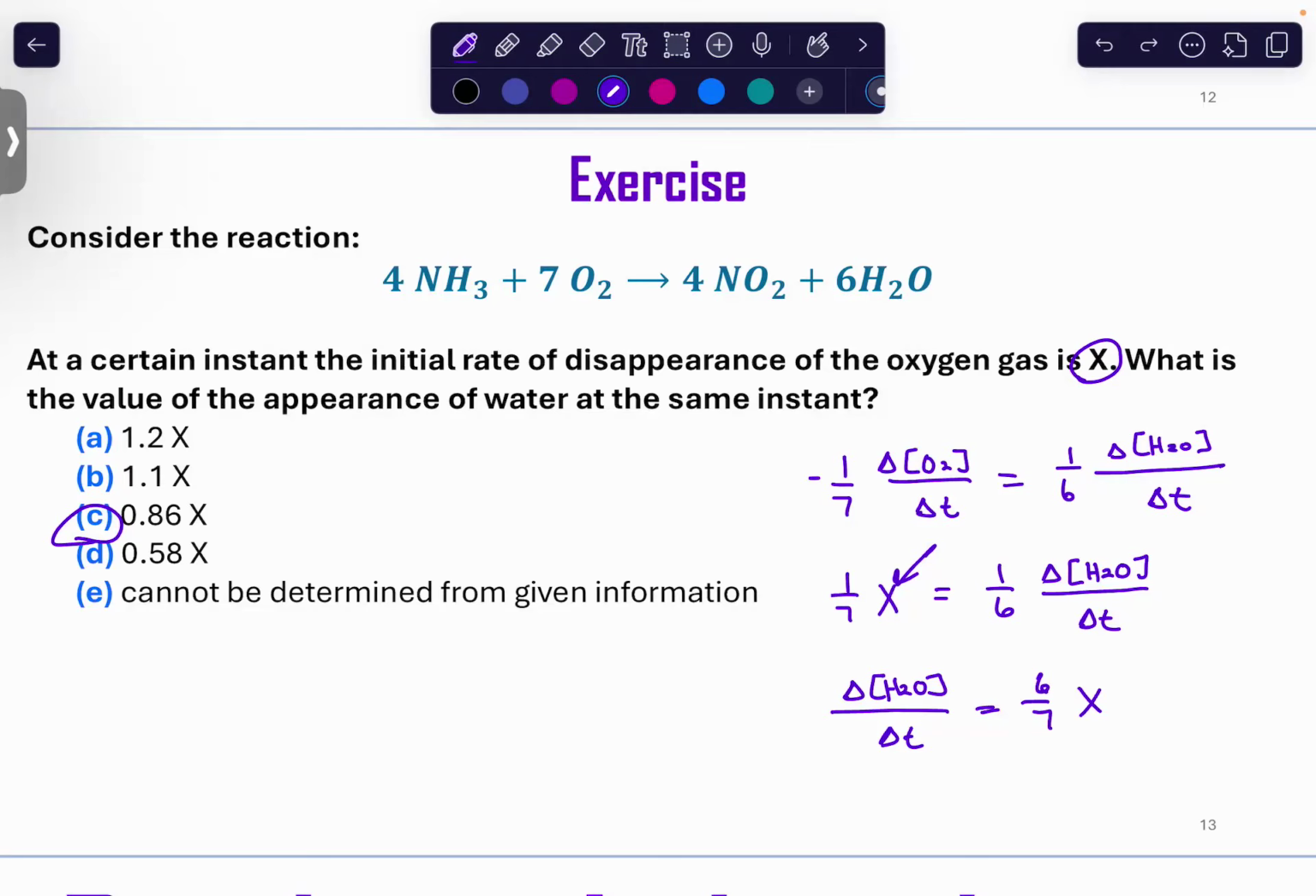But yes, until you get used to these rate expressions, you tend to flip them upside down a lot and get them reversed. And it just takes some practice.